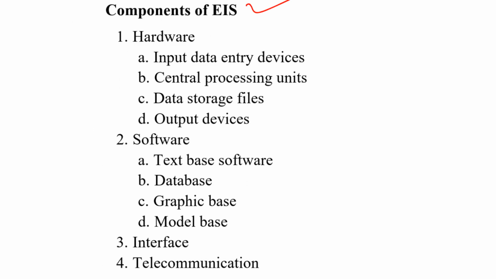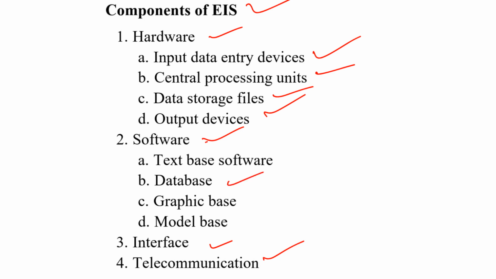Next, what are the components? So these components, right from the other information systems we have been explaining, almost remain the same. So you require hardware, software, an interface, and especially telecommunication. So hardware, you are all well versed with that. Input devices, CPU you need, storage and output devices you need. So this one you already know.